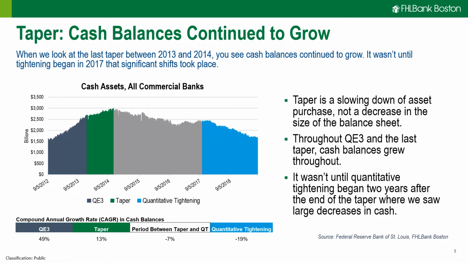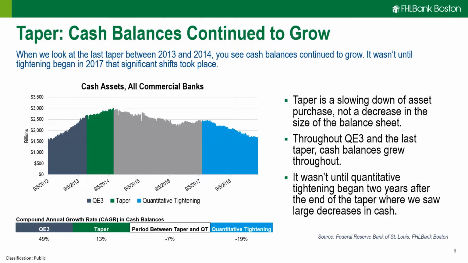Something else I want to revisit here is cash balances. Folks have different beliefs on what happens to cash during quantitative easing and quantitative tightening. So I looked back here and broke out cash assets on all commercial banks into different periods, QE3, taper, and quantitative tightening being the components, and then there's a gap, as I mentioned earlier, between the taper and quantitative tightening.